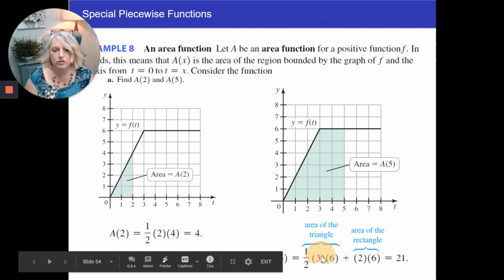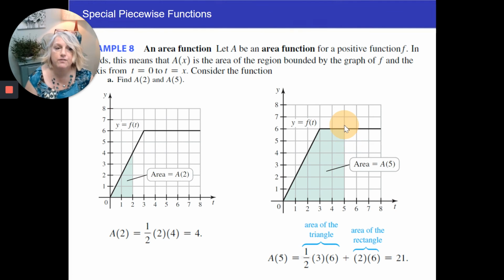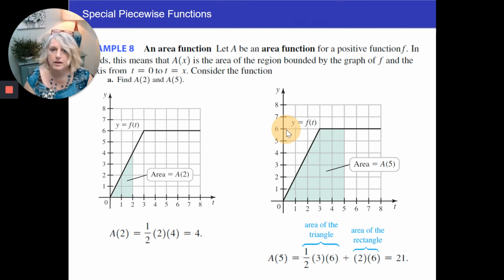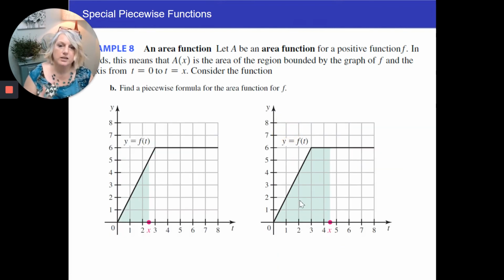So the area of the triangle is constant because it's the same. And then the area of the rectangle is 2 by 6. And again, notice that I'm using the function height, f of 5, I'm sorry, is how I'm getting 6 over here to get the height. So now, let's actually find a piecewise formula for this area function.